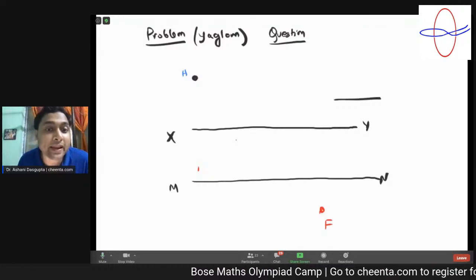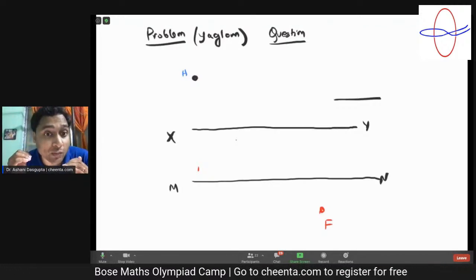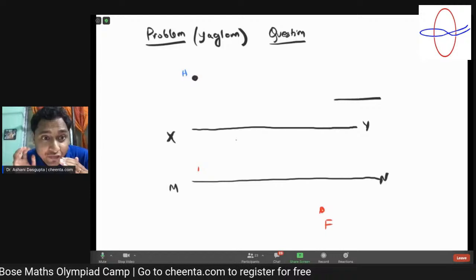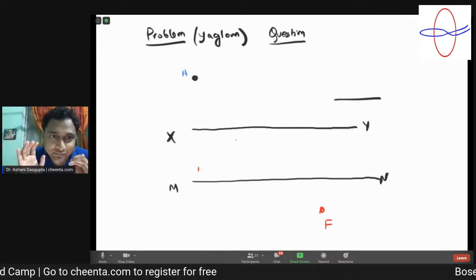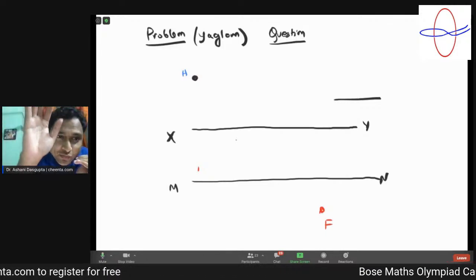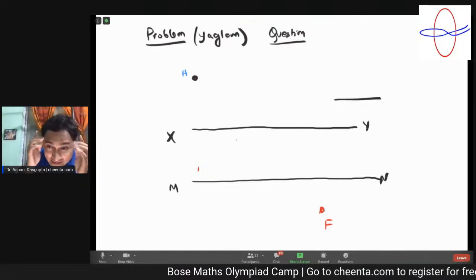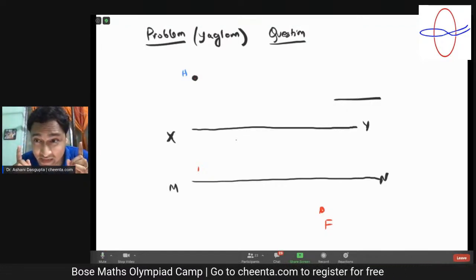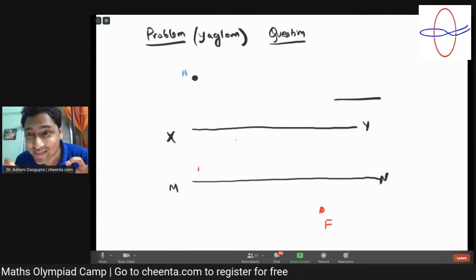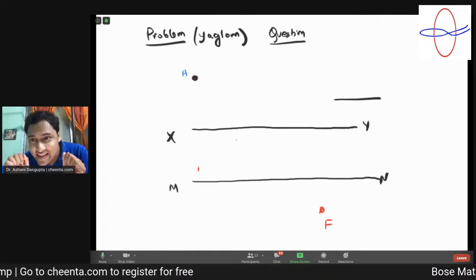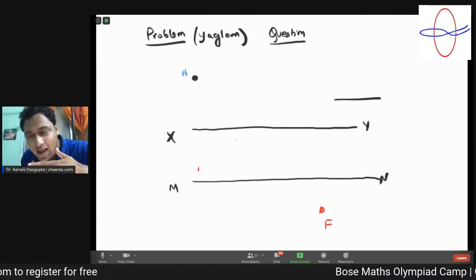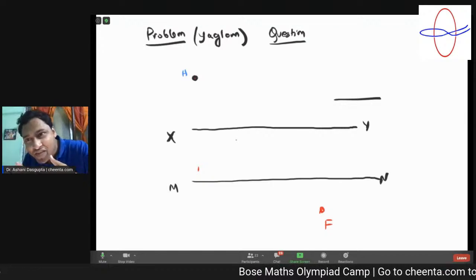Yes, sir. But wait, if you translate M N into XY, F is also moving. H is also moving, isn't it? Yes, sir. Think about it, everyone. You cannot just move one thing. Everything is sort of moving. You can fix XY. Think about it as everything is moving.